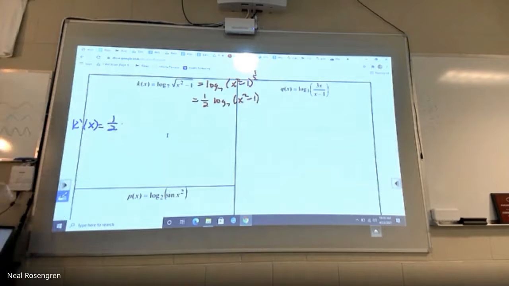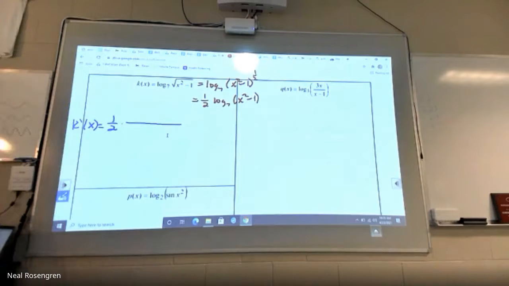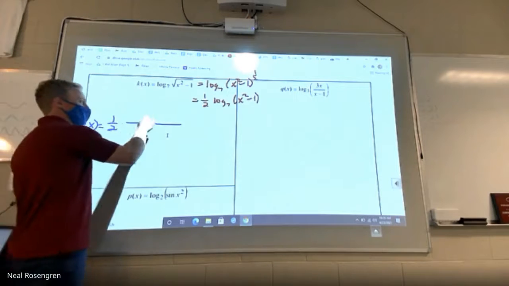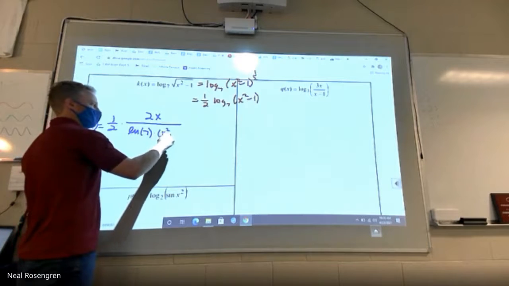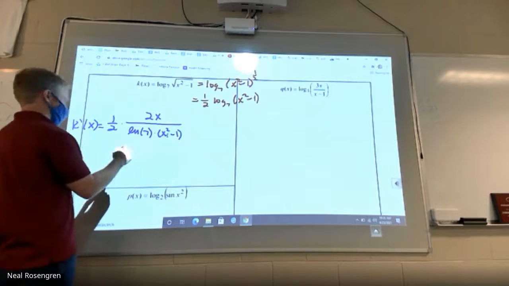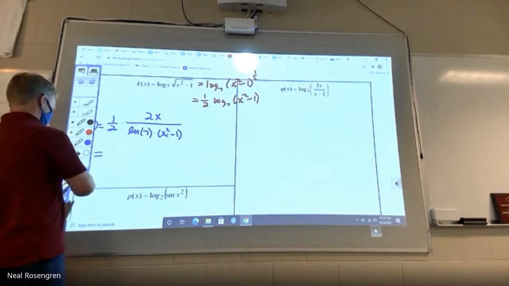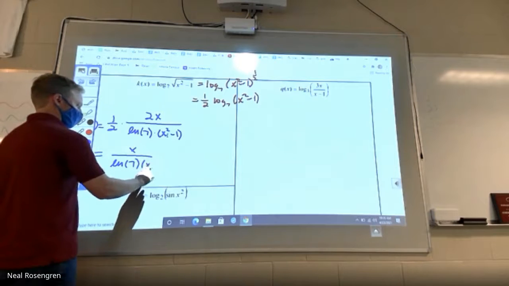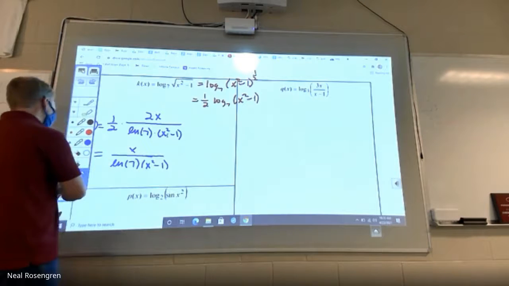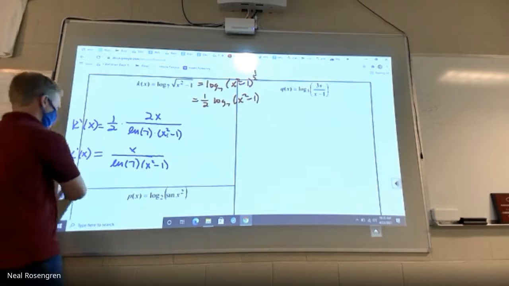1/2 times whatever the derivative of all of that is. Derivative of a log is rational. I have to say this stuff out loud. Derivative of the inside, I think, goes up top, right? And then ln of the base times x squared, the inside. 2's will cancel, that's nice. 1x, just x over ln of 7, x squared minus 1. If there was any factoring that was worthwhile, like x plus 1, x minus 1, I would definitely do it. Trying to simplify things out.